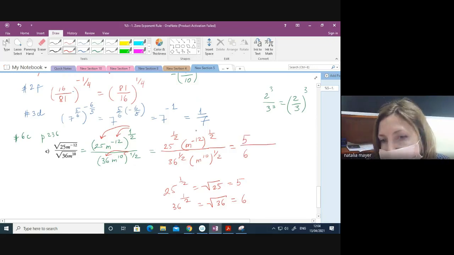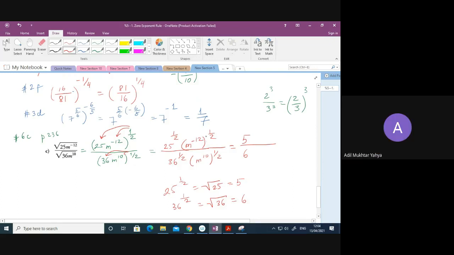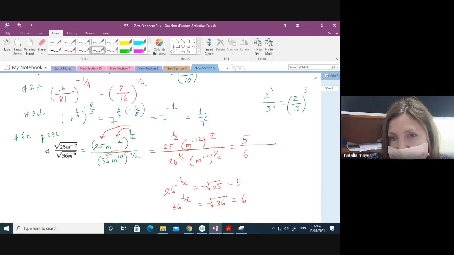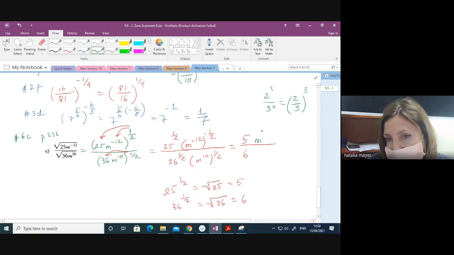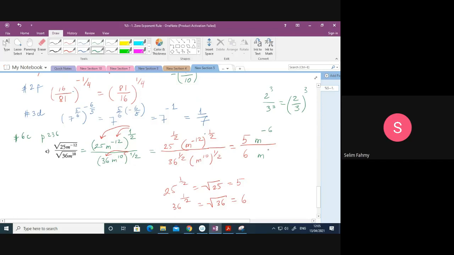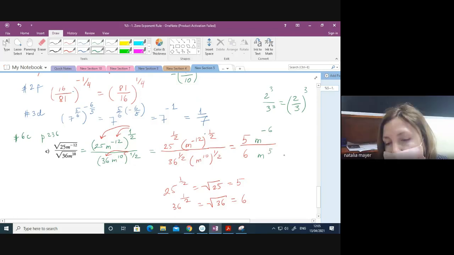Now, guys, what should I do to these powers? M to the power of negative 12, all to the power of 1 over 2. Multiply. What is negative 12 times a half? Negative 6. So this is going to be m to the power of negative 6. Now, down below, m to the power of 10 times a half is 5. And finally, I can simplify it: m to the power of negative 6 divided by m to the power of 5.